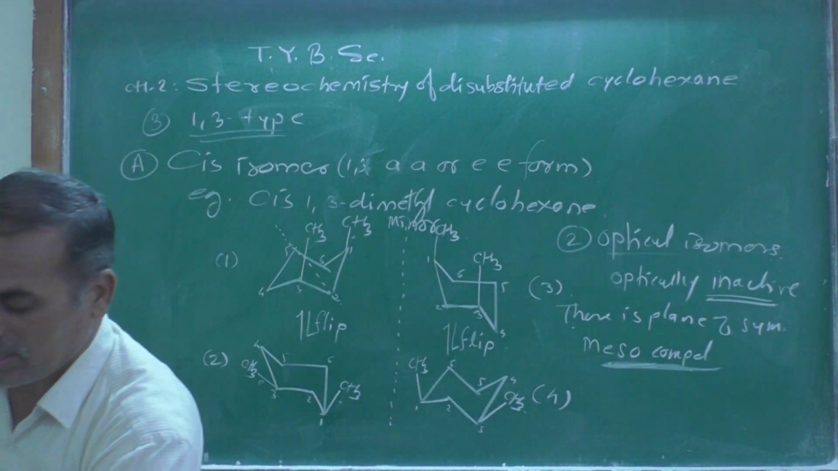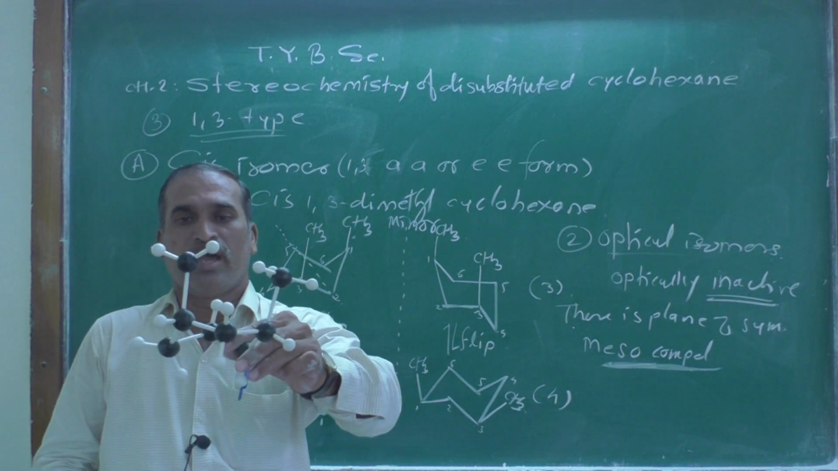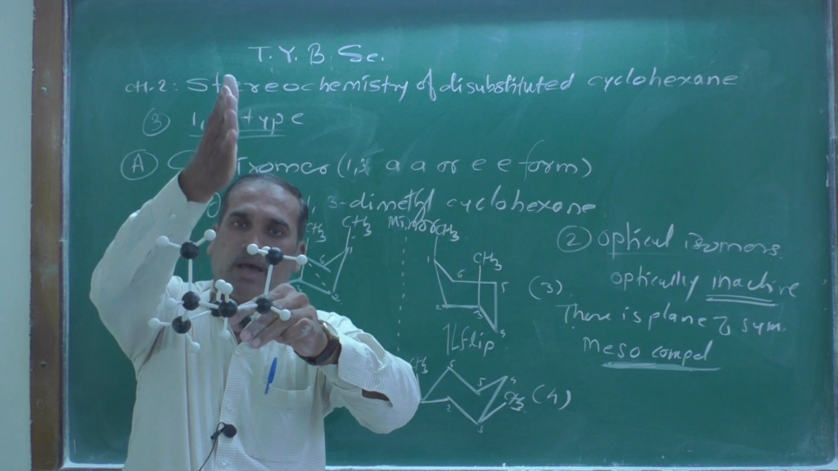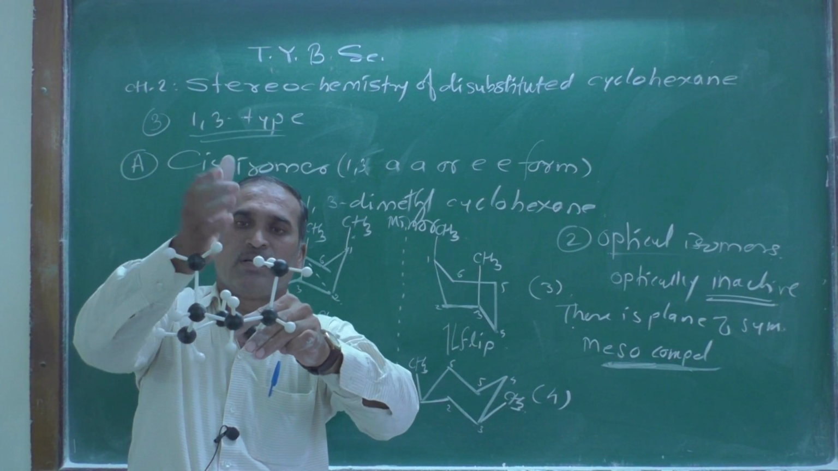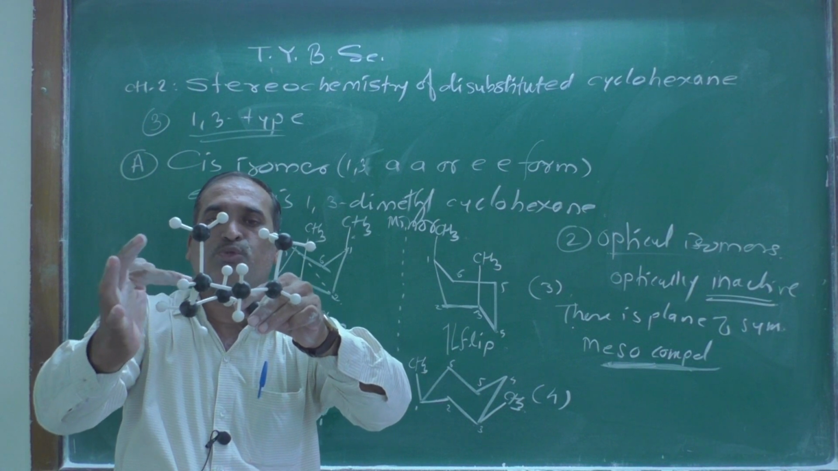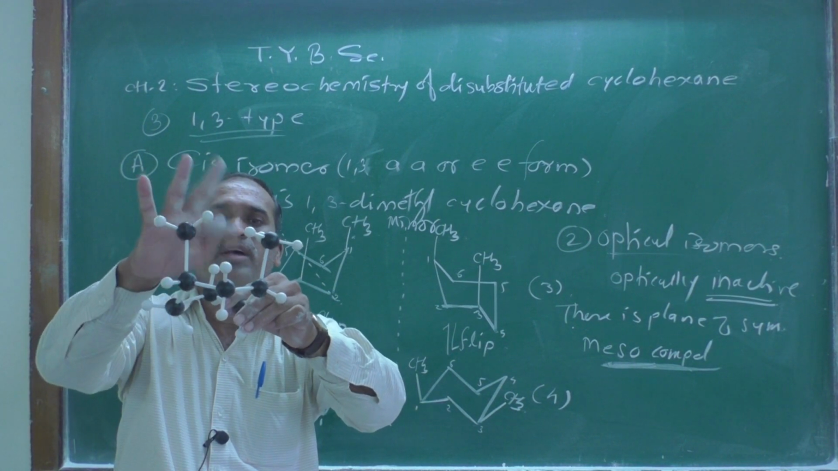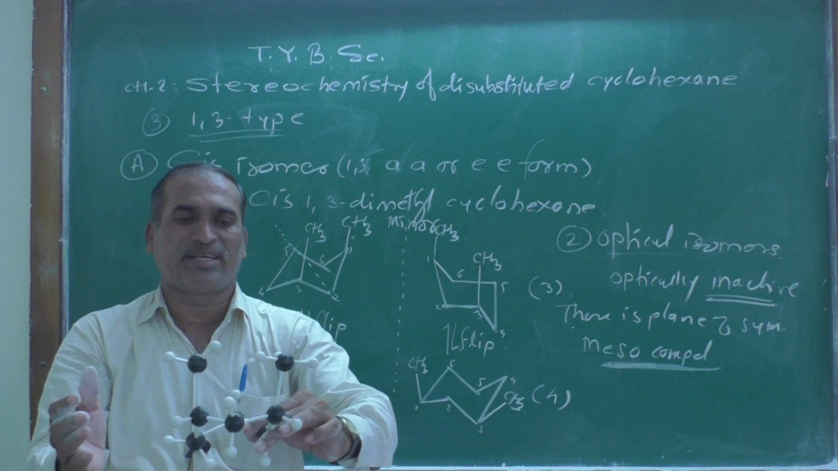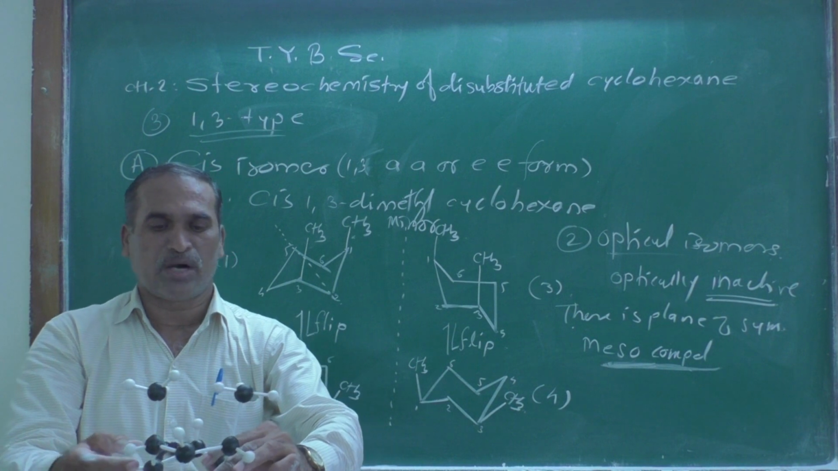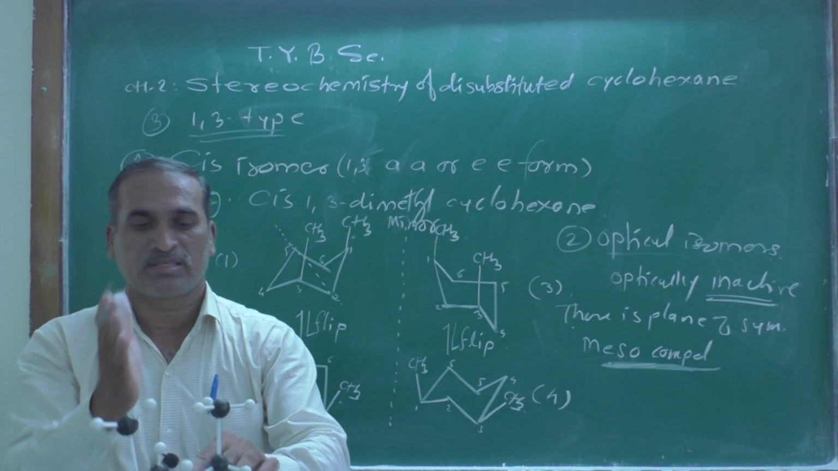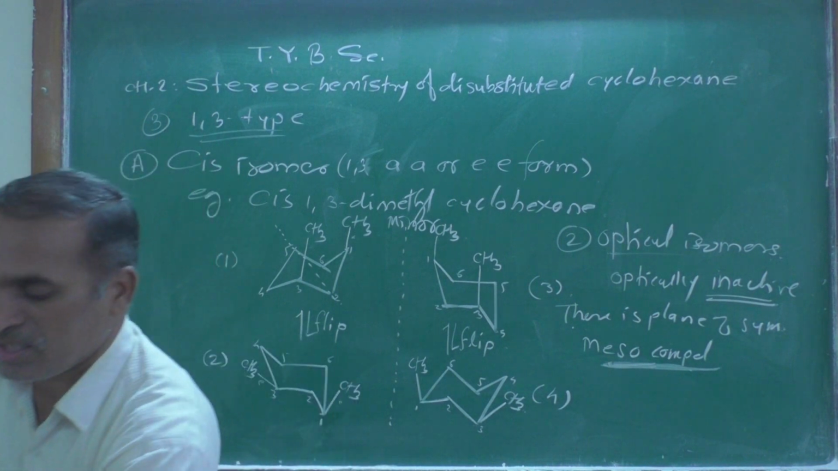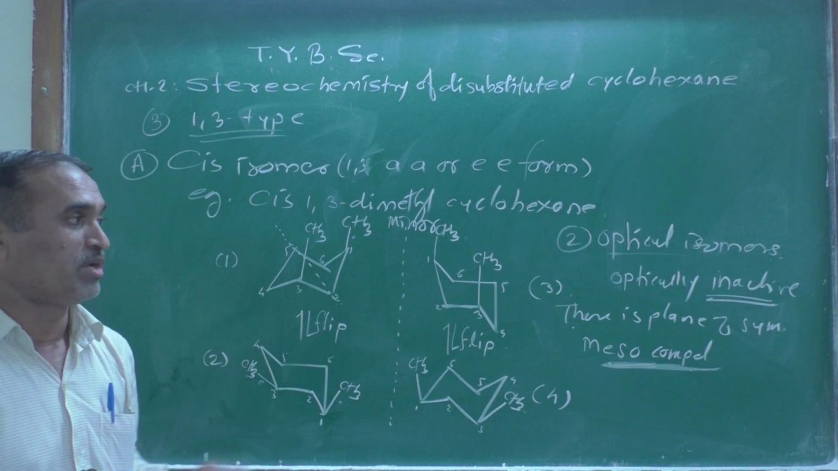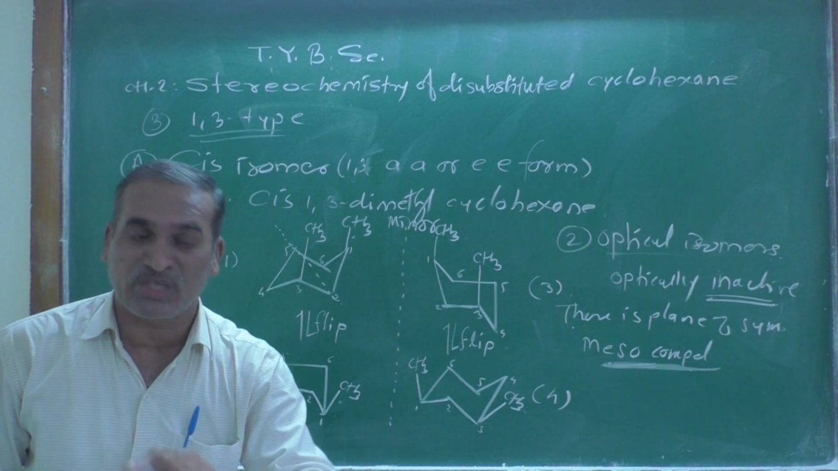Now look at the model again very carefully. Assume that the carbons are numbered 1, 2, 3, 4, 5 and 6. If you cut this model from here, you will get two exactly identical compounds, and therefore there is a plane of symmetry, and therefore this cis-1,2-dimethylcyclohexane is optically inactive in nature.